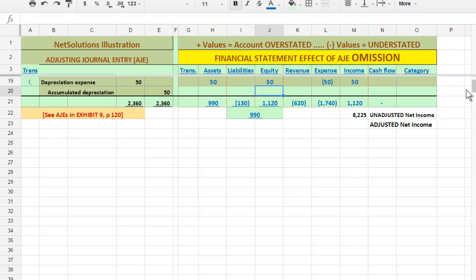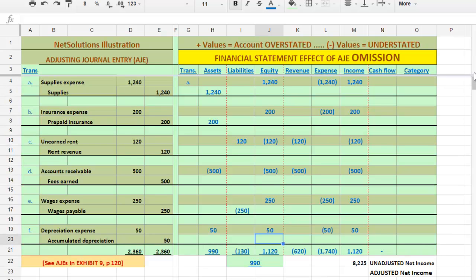Now, let's take a look at the cumulative effect of all that we have done. Remember that owners are very acutely aware of what their income is. And when auditors adjust their income, they pay close attention. So, if the business had omitted these 6 adjusting journal entries, income would be overstated by a cumulative amount of $1,120.